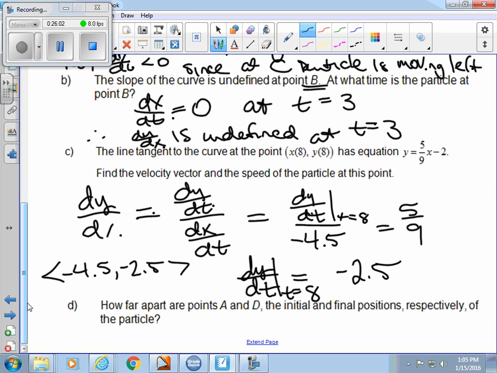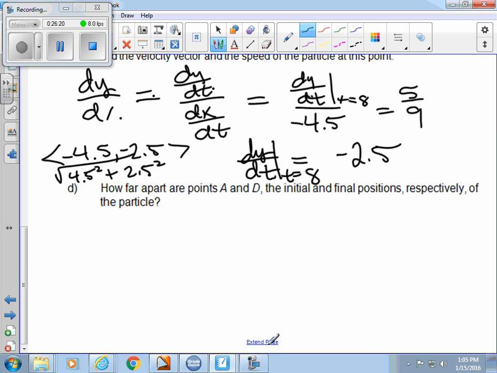And then how would I use that to find the speed of the particle? Plug it into the speed formula, which is the square root of 4.5 squared plus, and you notice I left the negatives off, but it's because of the square. So that is the speed. Okay, I'm going to let you finish that. I'm going to go through the next one.